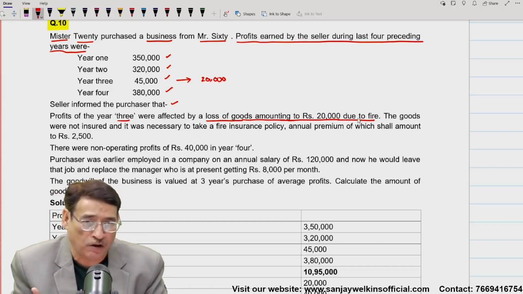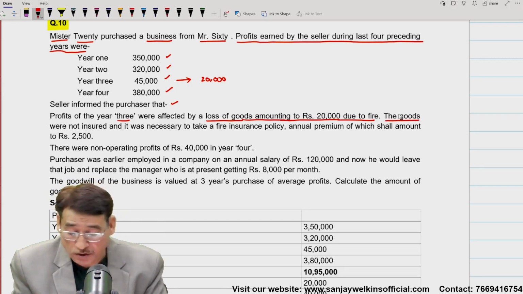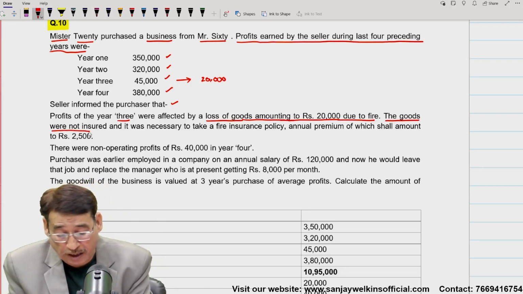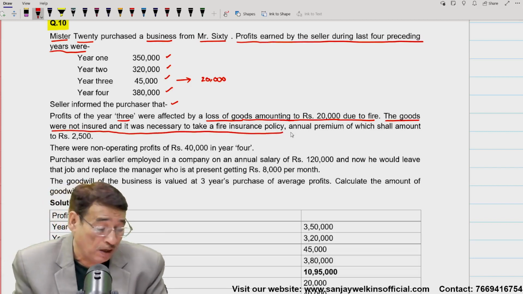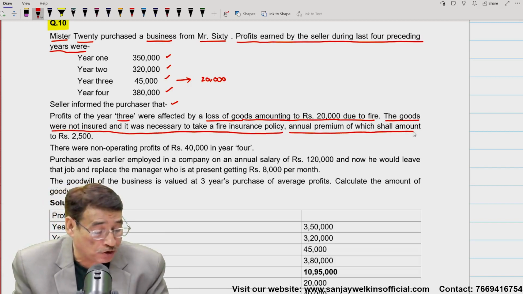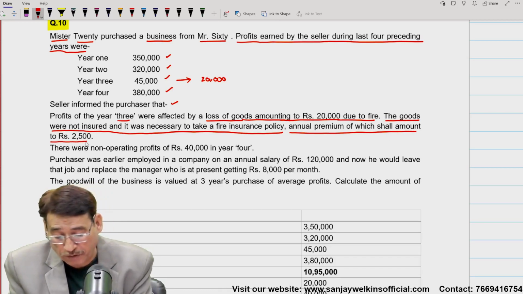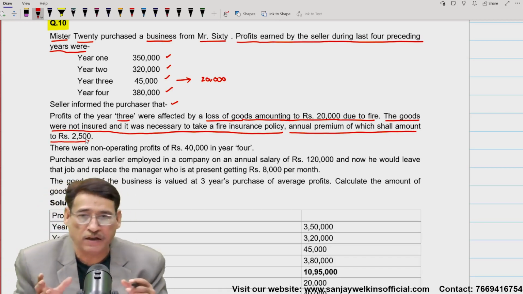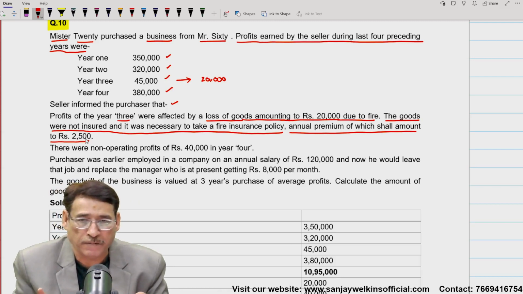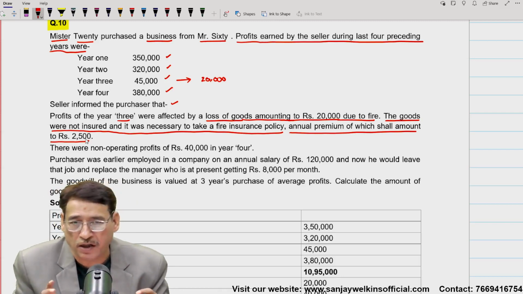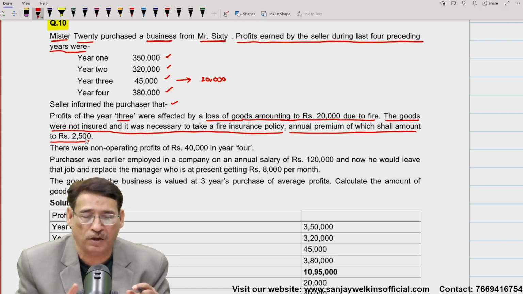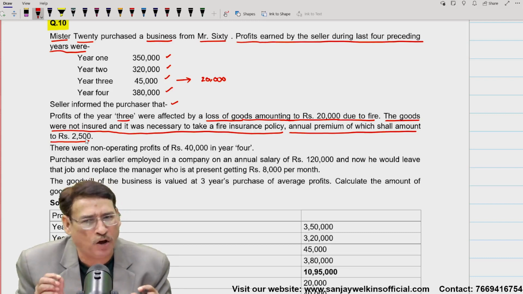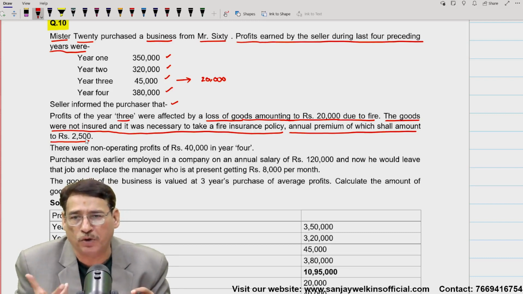And he further elaborated that goods were not insured and it is necessary to take a fire insurance policy, an annual premium of which shall amount to rupees 2,500. He told the entire story: this loss took place because I did not take a fire policy, and if I would have taken the fire insurance policy, I would have had to pay only an annual premium of rupees 2,500.